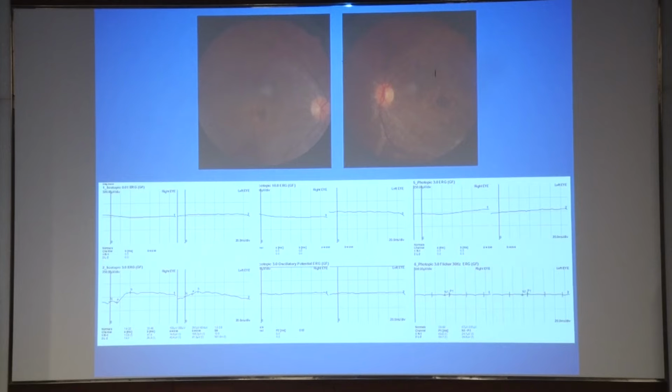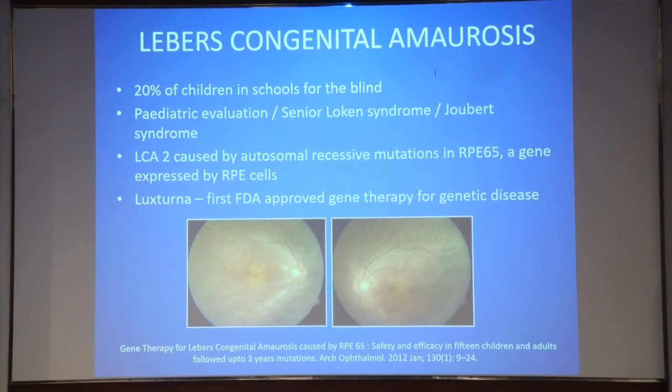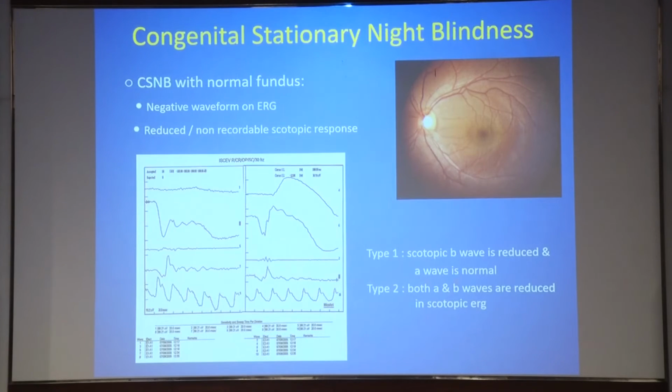Fundus generally is normal. This child showed some amount of a bullseye maculopathy. The younger baby was completely normal, but this extinguished ERG, unrecordable kind of ERG, is characteristic of these patients. LCA forms about 20% of children in schools for the blind, and a detailed pediatric evaluation as well as renal evaluation need to be done for these children.